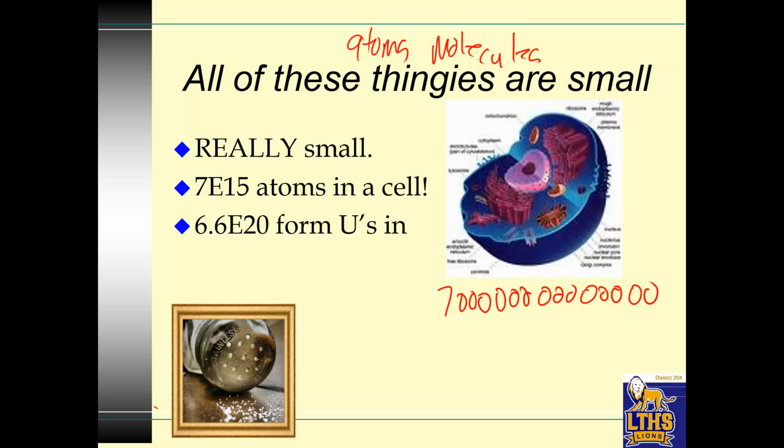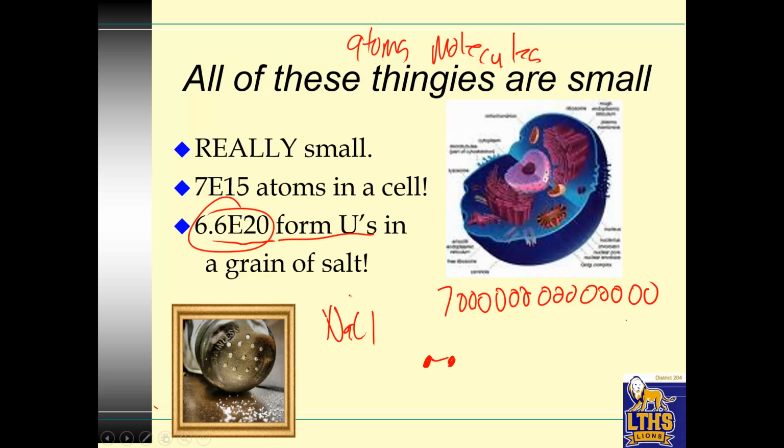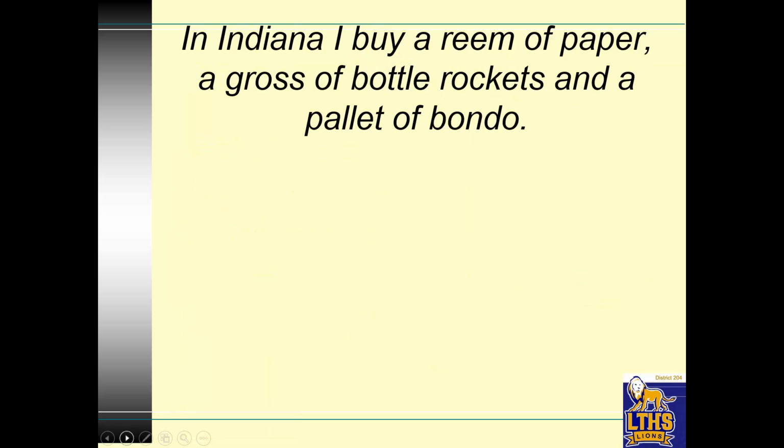6.6 E20 formula units, that's like a molecule, in a diamond, a grain of salt. Holy cow. Think about how big those are, okay? So this means I have 19 zeros after that. Each of these formula units is, remember, salt is NaCl. So one NaCl bonded together, remember, ionically bonded together, it would take 6.6 times 10 to the 20th of those to form 1 grain of salt.